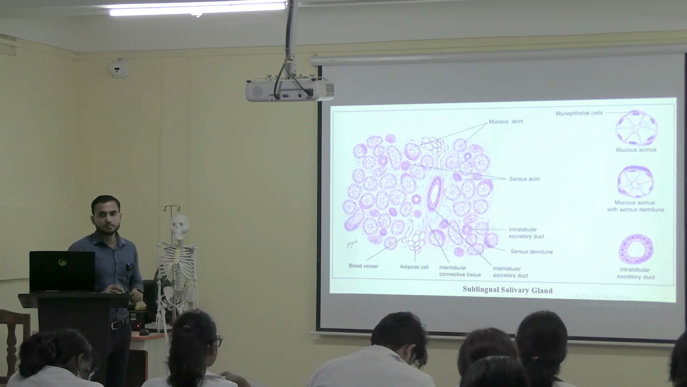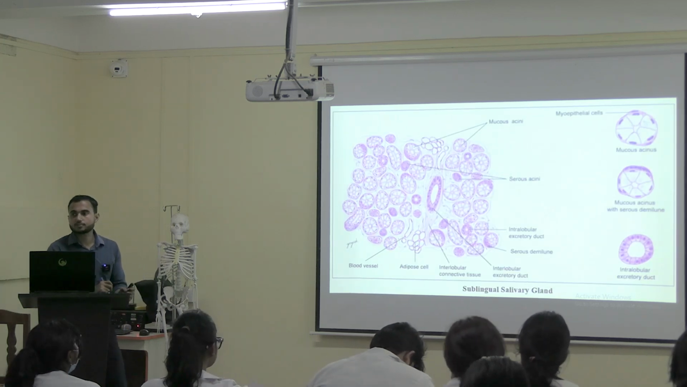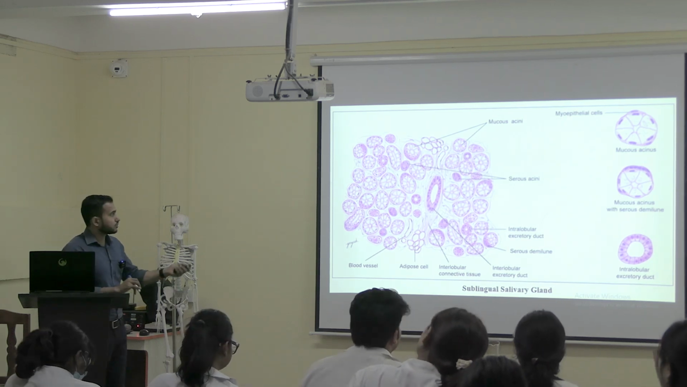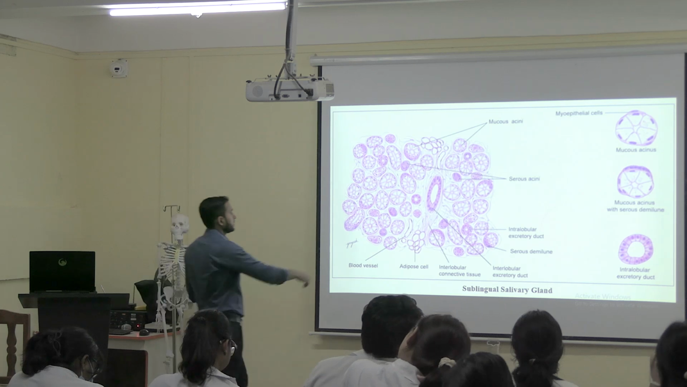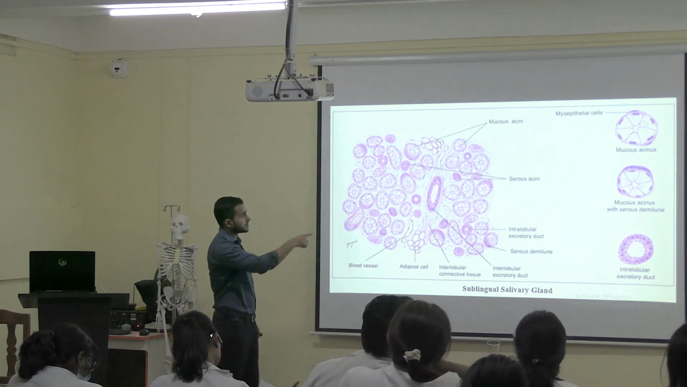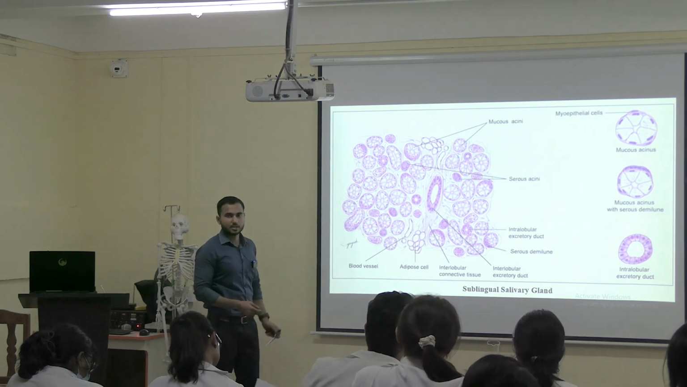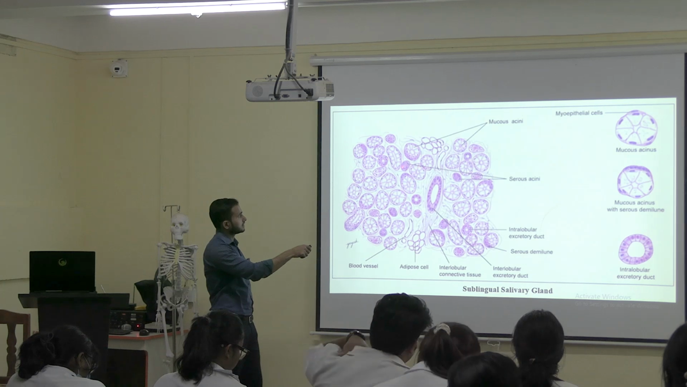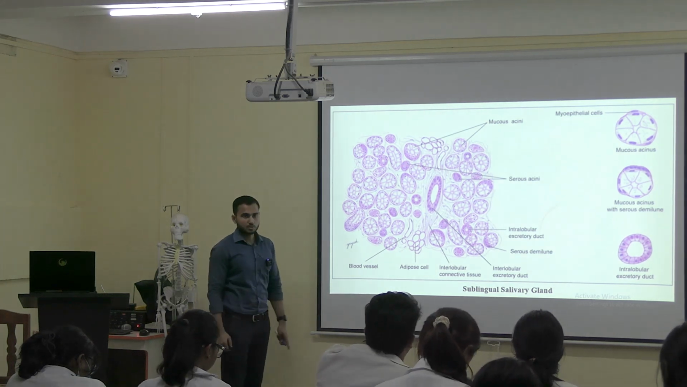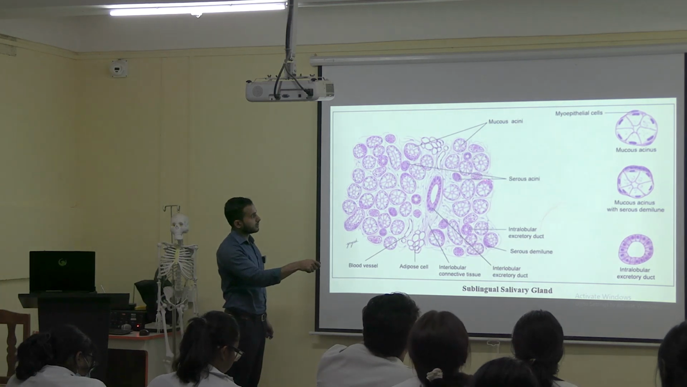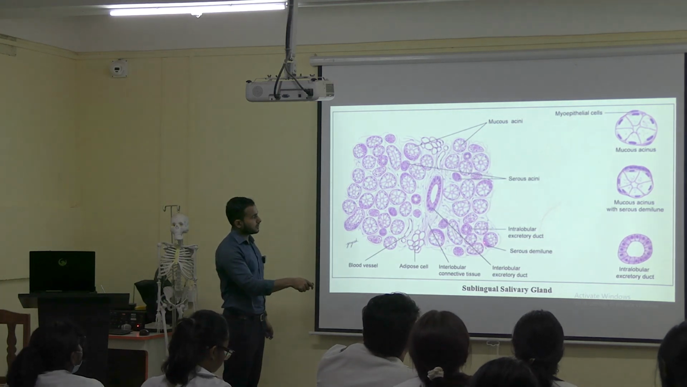Now this is the diagram. What can you see over here? Yes, so you can see mostly the mucous acini. तो ये देखो, ये पूरा mucous acini है. This is also mucous acini. Along with that, you can see few serous acini. ये देखो. This is serous acinus, this is serous acinus, this is serous acinus. Only few. Rest you can see the demilune. So ये देखो, this is one demilune. Here also one demilune.